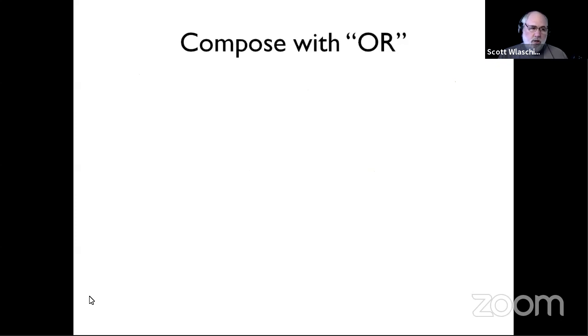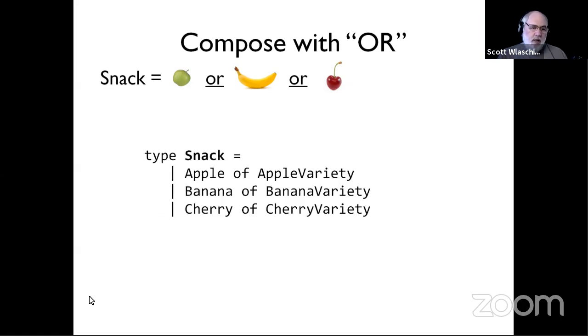Now, the other thing we can do in a compositional type system is use "or". So if I want to model a snack, I would say it's an apple or a banana or a cherry. So I'm using "or" now. And in F#, we write it like this. A choice type is an apple or a banana or a cherry, and there's a vertical bar now. And if it's an apple, it's one of the apple variety. And if it's a banana, it's one of the banana variety. Okay.